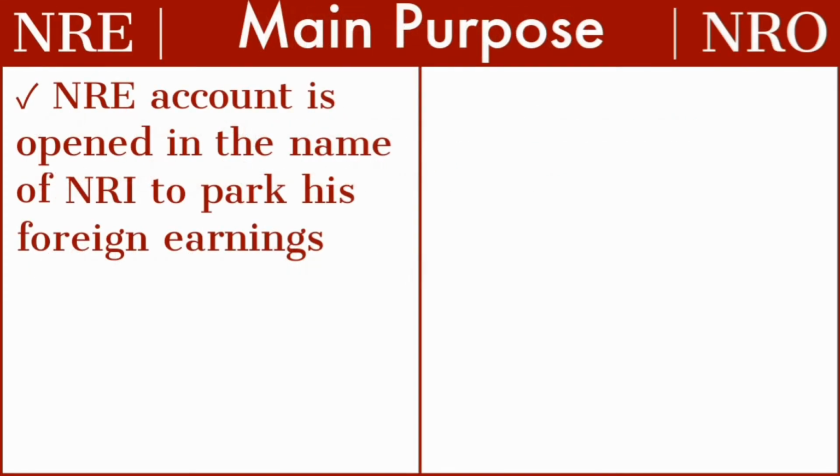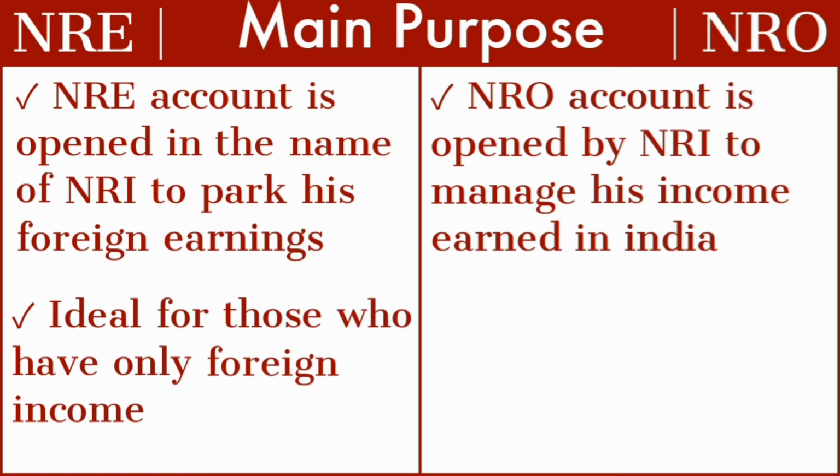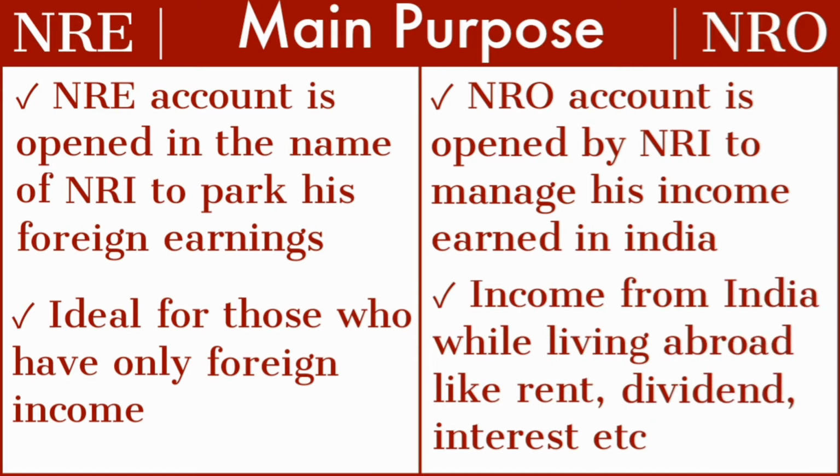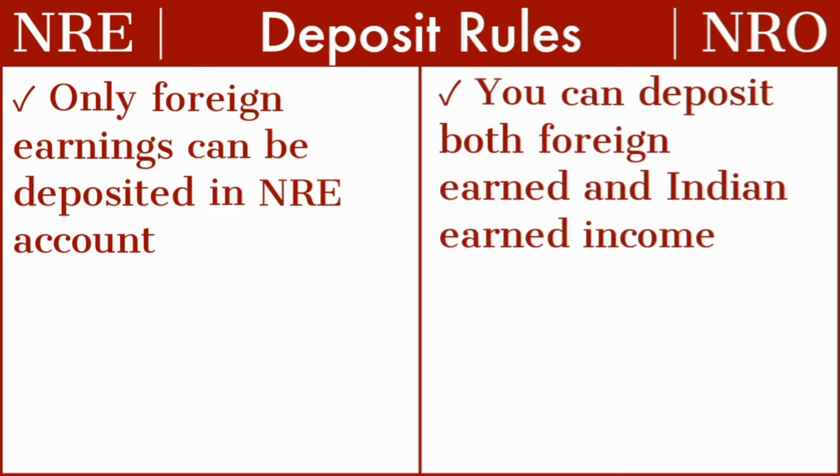So an NRE account is opened by an NRI to park his foreign earnings like salary, business profit or any other income that is earned abroad. Whereas an NRO account is opened by an NRI to keep the income earned in India, like rent, interest, etc. The NRE account is ideal for those who have only foreign income. The NRO account is for those who have income in India while living abroad. In NRE accounts, only foreign earnings can be deposited, but in NRO accounts, both foreign income as well as earnings in India can be deposited.